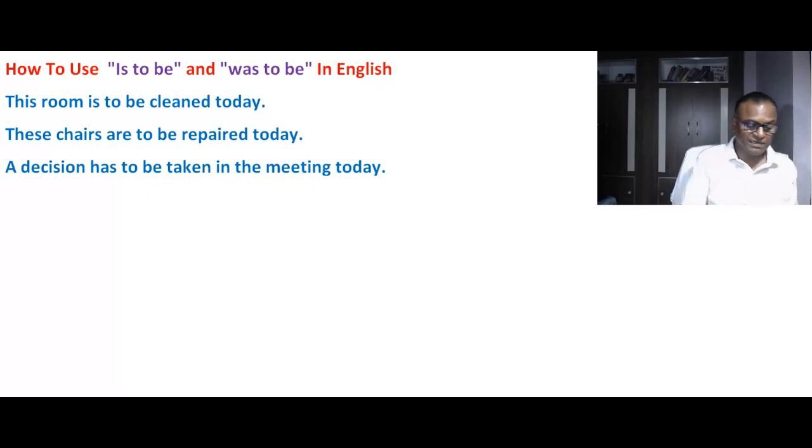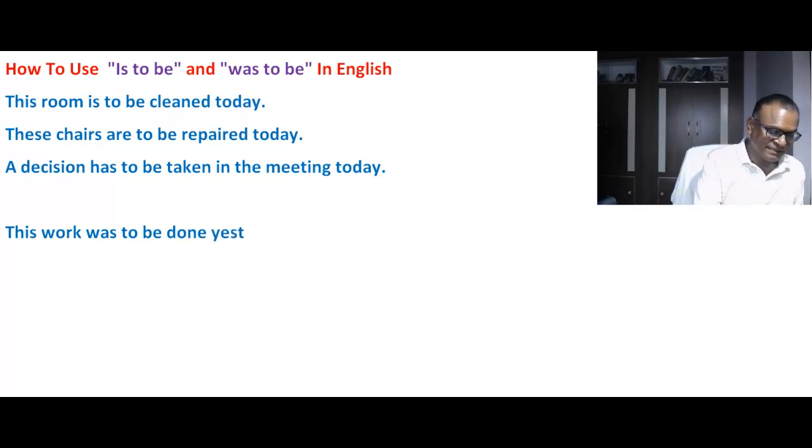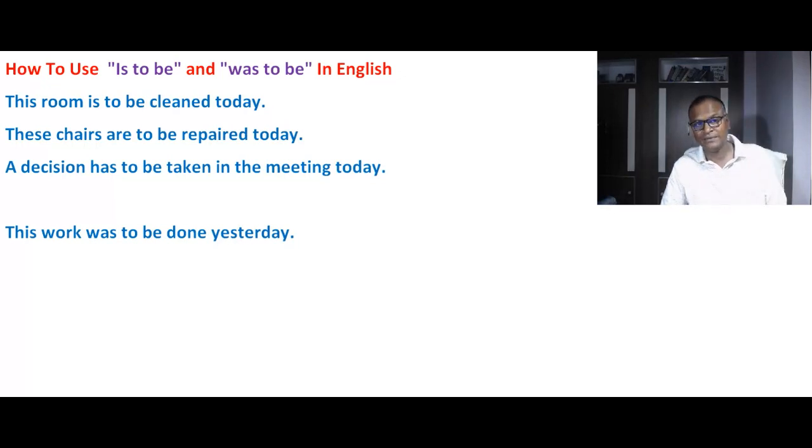तो अगर मैंने कहा this work was to be done, this work was to be done yesterday. यह काम किया जाना था. This work was to be और had to be आप यूज कर सकते हो, no problem. This work had to be done yesterday. Work was to be done yesterday. ये काम कल किया जाना था.